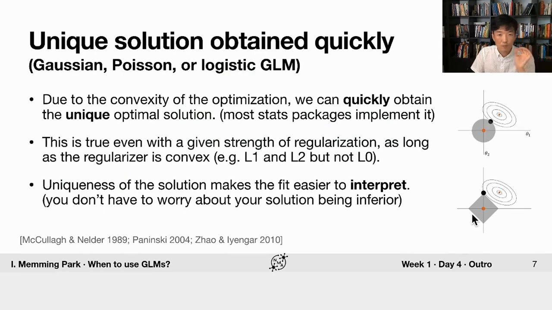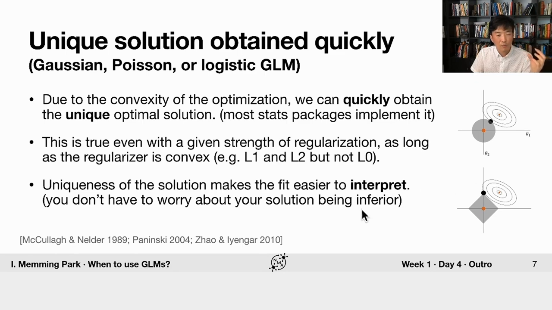Why is GLM good? GLM is particularly good because of multiple characteristics, but one of the key points is that it gives you a unique solution that you can obtain very quickly. This applies to the Gaussian, the Poisson, and the logistic regression GLM that you've already experienced. The optimization is convex, and therefore you can quickly obtain the global unique solution. And you don't have to implement it yourself. Almost any statistical packages have this implemented already. And this uniqueness property is still true given a regularization, as long as the regularizer is convex. The L1 and the L2 regularizer that you have experienced are convex, hence you don't have to worry about it.